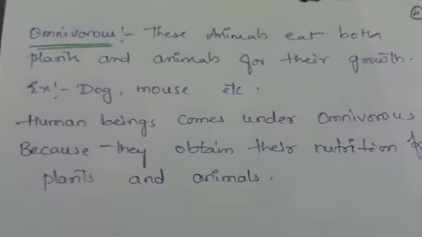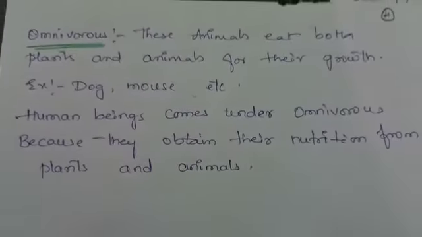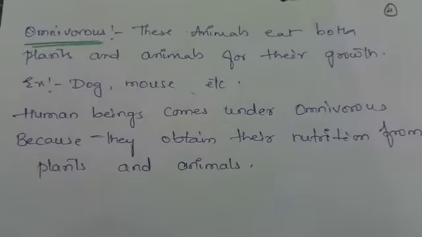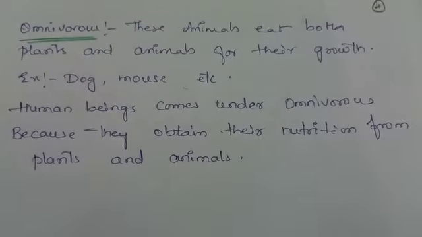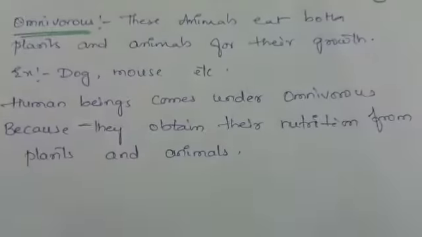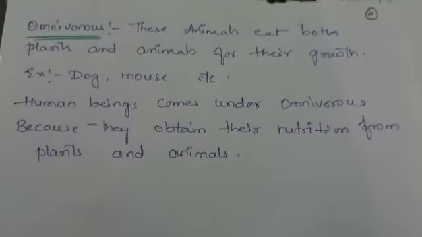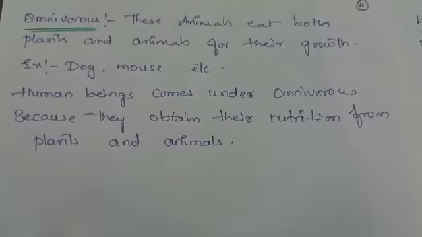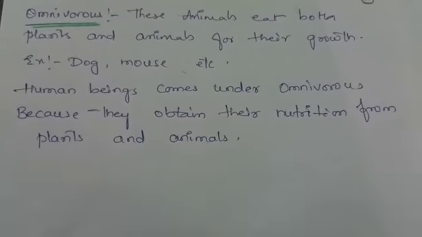The last type of holozoic nutrition is omnivorous nutrition, where the animals feed on both plants and animals for their growth. For example, dog, mouse, and many other examples are there for omnivorous. Even human beings come under omnivorous because they obtain their nutrition from plants and animals. So this is the completion of nutrition, a small topic from nutrition. Thank you.